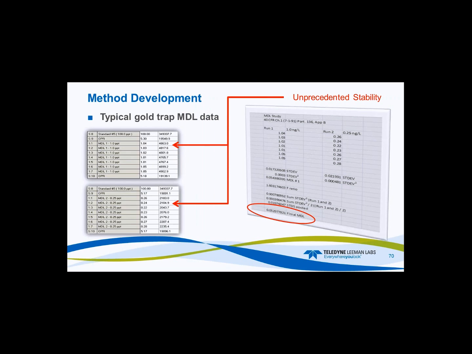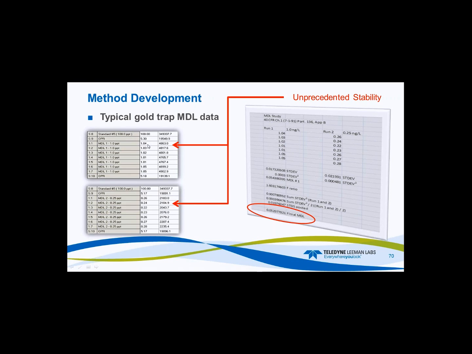So some typical gold trap data based on when you optimize the system. Now here is a case where we optimized it for ultra trace detection limit, and this is 1631. So we used EPA 136 Appendix B for the MDL, where you run it at one level and then you run it at a second level and it calculates the MDL. Here our MDL is 0.053 nanograms per liter. That's the MDL.